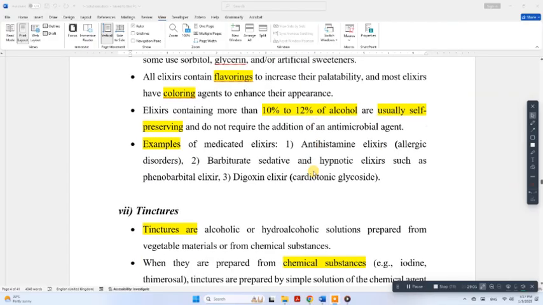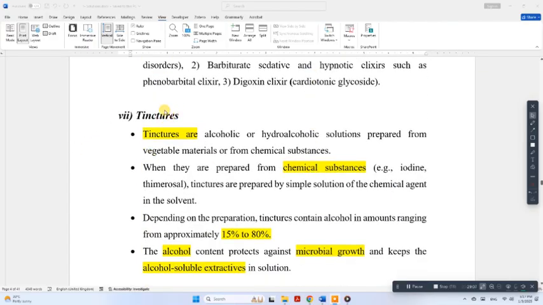Another type of oral solution is tinctures. Tinctures are alcoholic or hydroalcoholic solutions prepared from vegetable materials or chemical substances. They usually contain a high concentration of alcohol, which acts as a preservative and solvent. Tinctures are not commonly used for oral administration because of their high alcohol content and strong taste. Instead, they are often used for topical applications or as flavoring agents in other preparations.